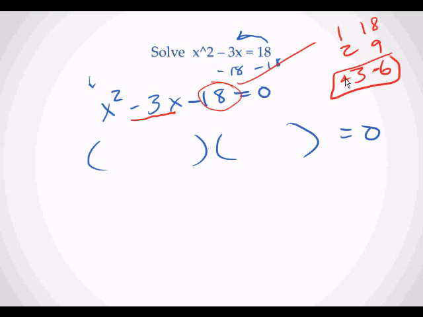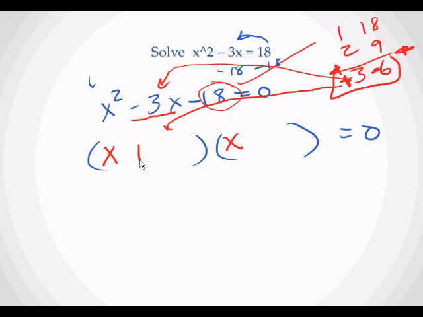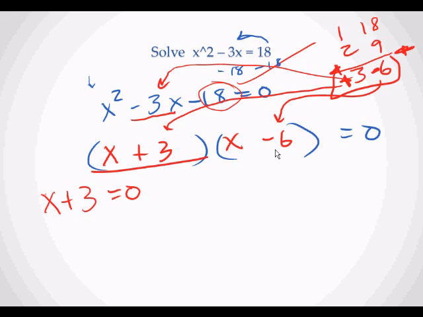Do you see if I put a -6 and a +3 and add these two, a +3 and a -6, I get a -3. 3 minus 6 is -3. So these are my answers. I put x in here. When I factor, I put the +3 and the -6 in here. And I'm pretty much done. Now I'm just solving for x.